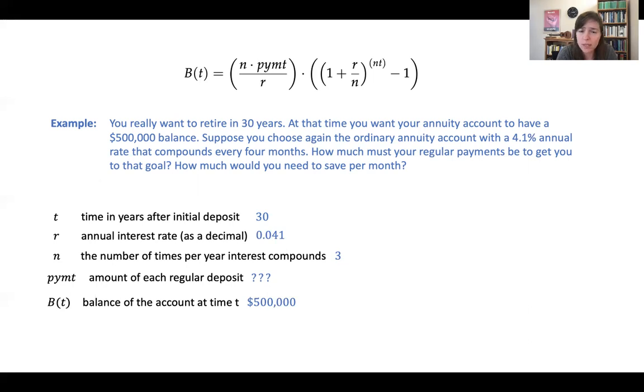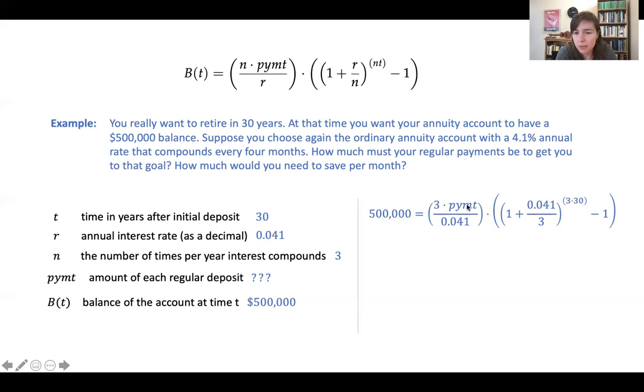All right, now that we've organized all our information, let's put it into the formula. And so we get something like this. 500,000 equals 3 times our payment divided by 0.041 times 1 plus 0.041 divided by 3 raised to 3 times 30 minus 1.